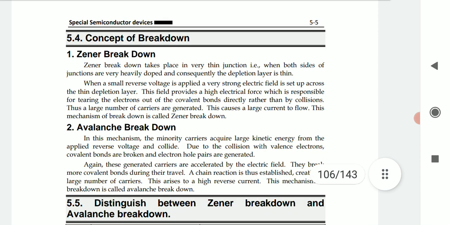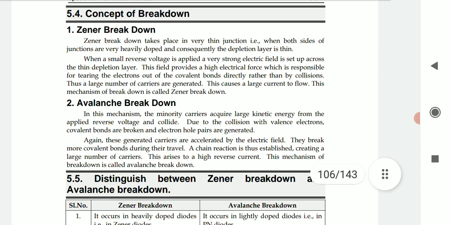Okay, here the concept of breakdown, the Zener breakdown, how it occurs in Zener diodes. The Zener breakdown takes place in a very thin junction when both sides of the junction are very heavily doped and consequently the depletion layer is thin. When a small reverse voltage is applied, a very strong electric field is set up across this thin layer.